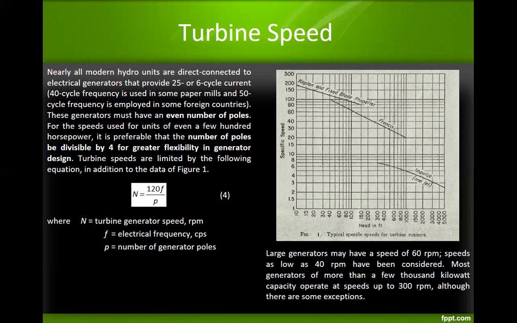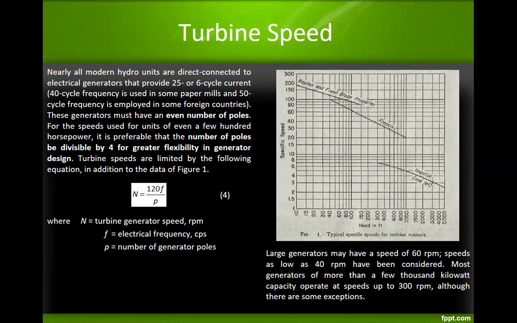Turbine speeds are limited by the following equation in addition to the data of figure 1. Figure 1 is the typical specific speed for turbine runner. May speed ka, kapag may specific speed, so dito makukuha mo kung ano yung gagamitin mong type. So N is equal to 120 F over P, where N is the turbine generator speed, F is the electrical frequency in cycles per second or hertz, and P is the number of generator poles.